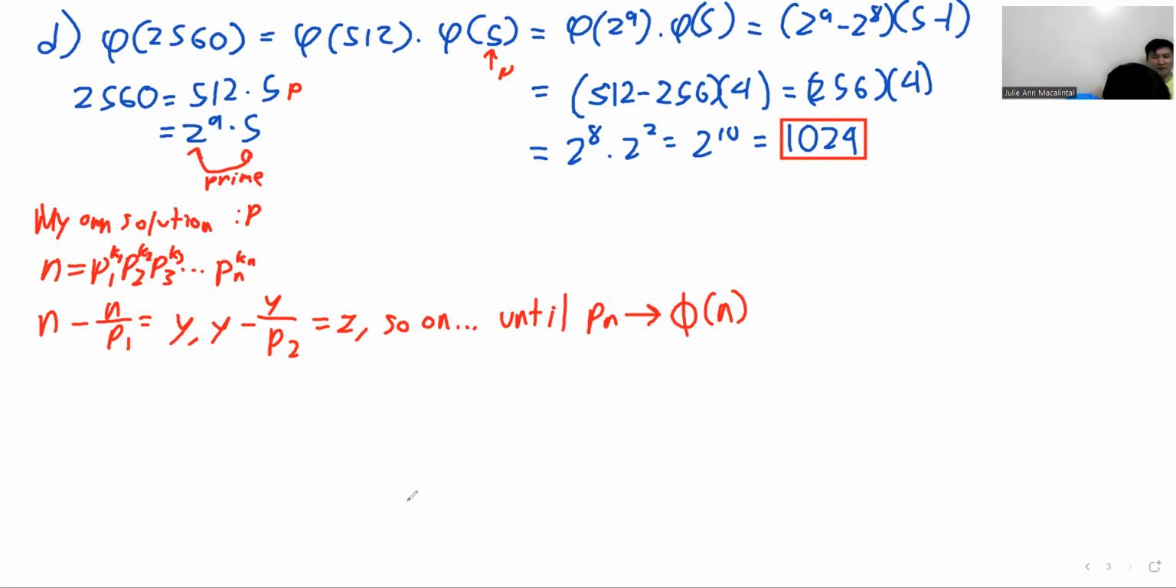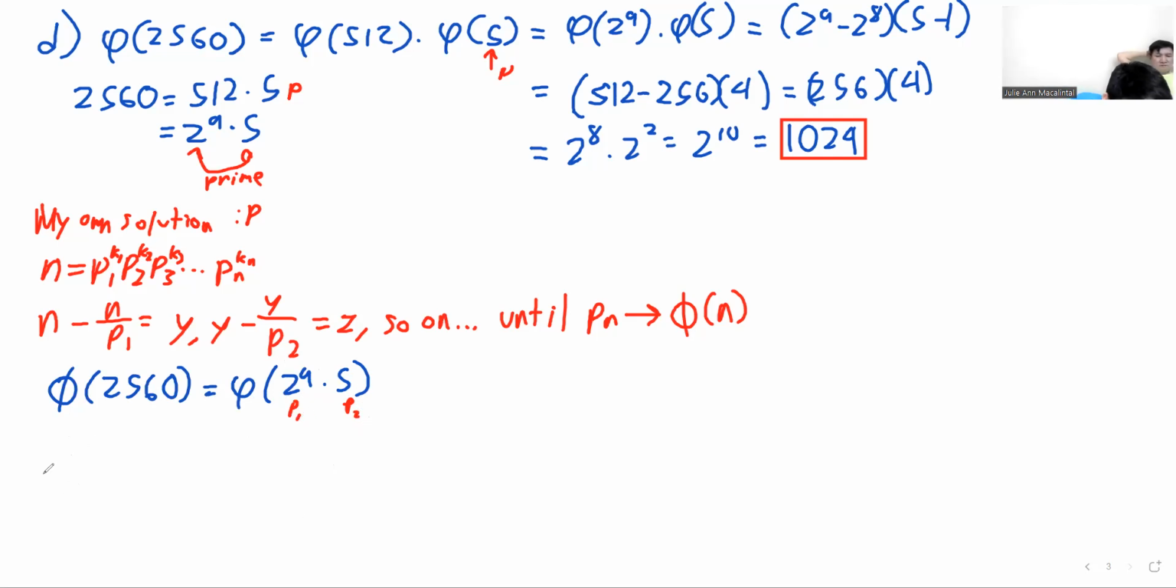So how do you apply this? Okay, your formula here. The totient function of 2560: once again, this is the prime factorization, 2 to the 9 times 5. So 2 to the 9 is what prime? P1. That's your technique.